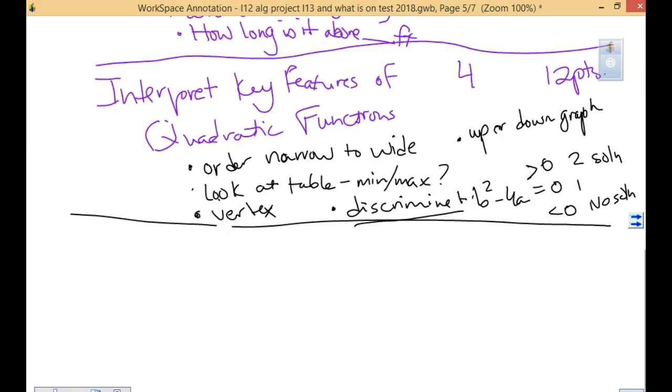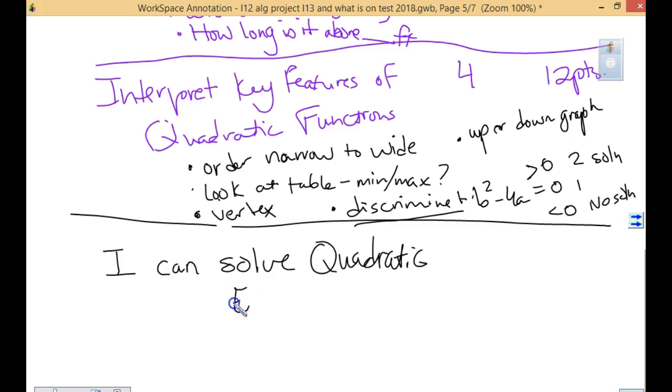And then the last standard that we have not looked at, which is what your quiz is on today, is: I can solve quadratics. There will be 6 questions, total of 24 minutes.